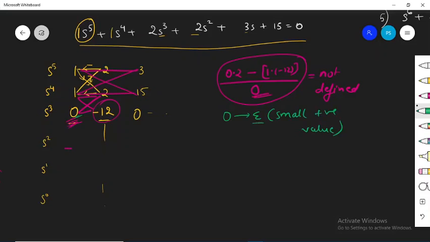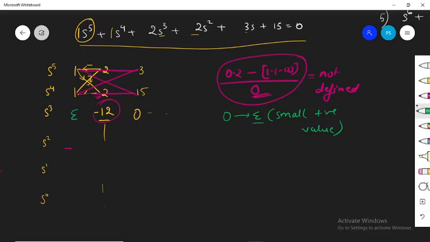So you just replace it with epsilon, and then you again form the Routh array. So how to do that? I am quickly going to rub this out, and what I am doing is replacing this with epsilon, where epsilon is a small positive value. And now I am going to again proceed with making the Routh array with this epsilon value.